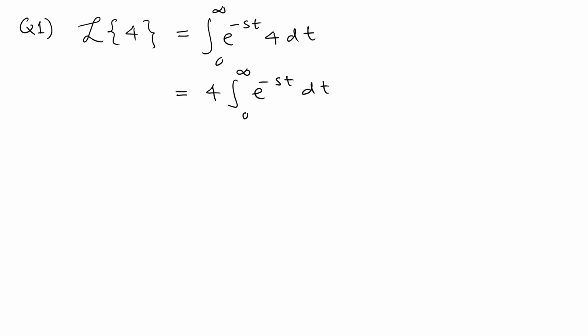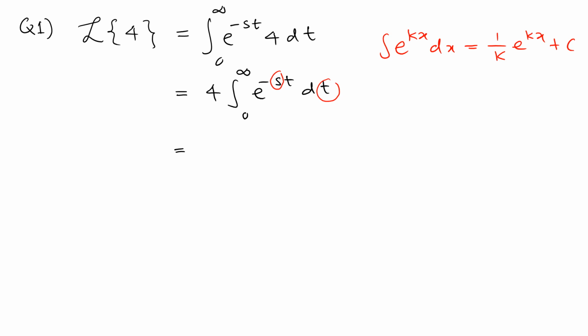Then, when you integrate with respect to t, s acts like a constant. So that means we can use this formula. We know the formula, which is the integral of e to the kx dx equals 1 over k, where k is a constant, times e to the kx plus c. That's the formula we learn in Calc 1. Same formula, but here the variable is t. So we can use that formula.